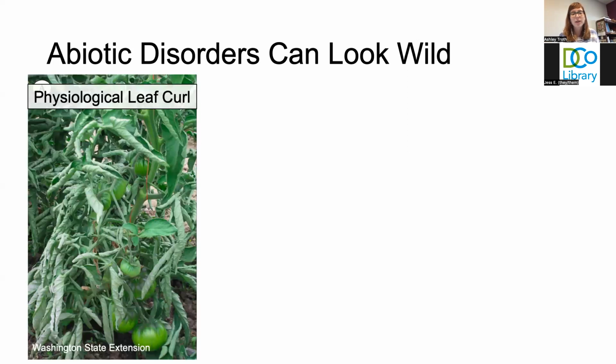So this is a common one, physiological leaf curl. This is an abiotic disorder of tomatoes where you'll look out and all the leaves will be really curled up. The leaves are actually nice and well formed. They're just curled. If the leaves are not well formed, just send me an email. We'll talk about that. But the leaves are nice and well formed. They're just curled. This is just a tomato saying that it's slightly miffed about something in its environment.